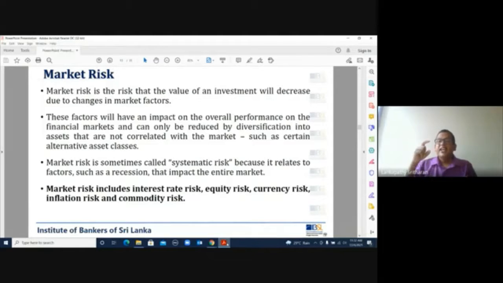Inverse relationship means when interest rates go up, the value will come down, and when interest rates come down, the value will go up. If it is a positive relationship, when interest rates go up, the value of the investment also goes up, and when interest rates come down, the value of the investment also comes down. That is a positive relationship. My question is whether an inverse or positive relationship prevails between the interest rate and the value of investments.